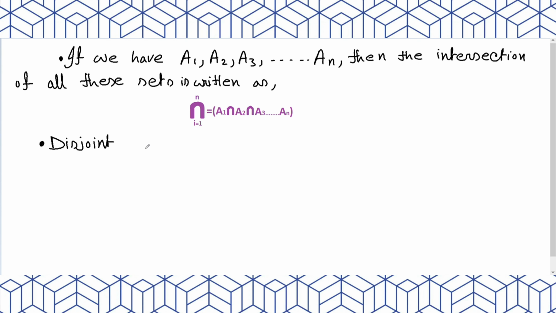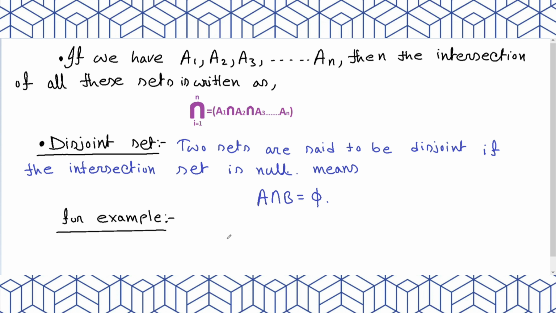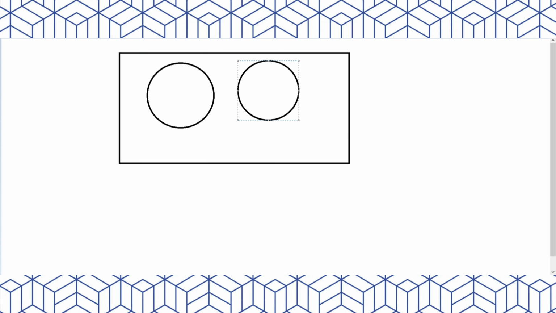Next one is disjoint sets. If two sets have no elements in common, then the intersection of these two sets is the null set and they are called disjoint sets. In a Venn diagram, the circles will not intersect or touch if they are disjoint. In the real number system, the set of rational and the set of irrational numbers are disjoint sets.